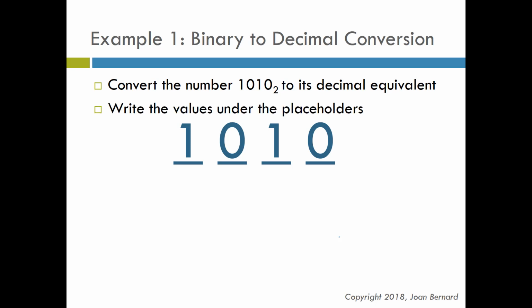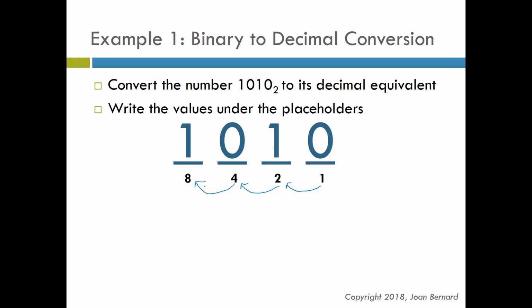So the first step in the process is to write the values under the placeholders. So remember, we have a 1, 2, 4, and 8. This is a good thing to memorize. Always start with the ones place, but in the binary system, it's kind of easy to remember because you simply have to double things. So 1 plus 1 is 2, 2 plus 2 is 4, 4 plus 4 is 8. So you can double those.